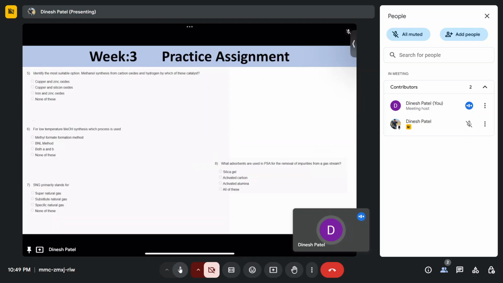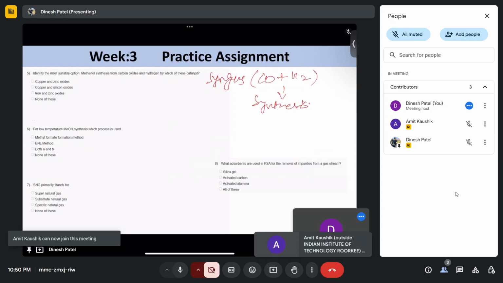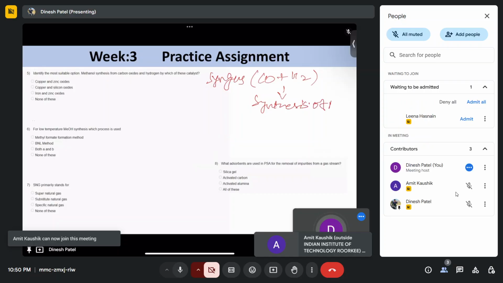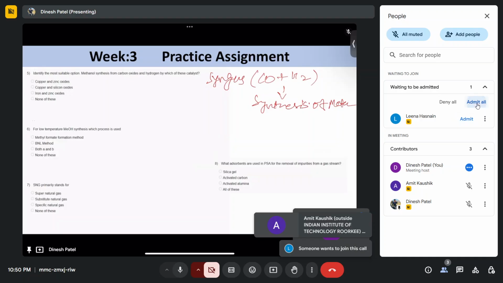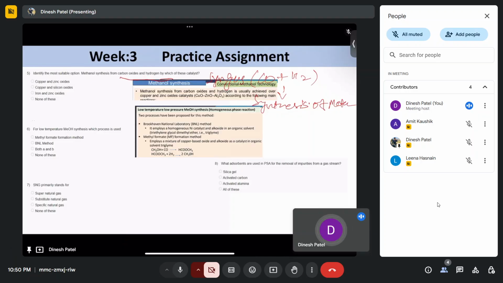So let's see the answers of these questions. The first question is: identify the most suitable option for methanol synthesis from carbon oxide and hydrogen. As we know, syngas, that is CO plus H2, can be used in the synthesis of many different chemicals, organic chemicals. As you can see, this is mentioned in your slides only: methanol can be synthesized from syngas by using copper and zinc based oxide. So the correct answer is A.